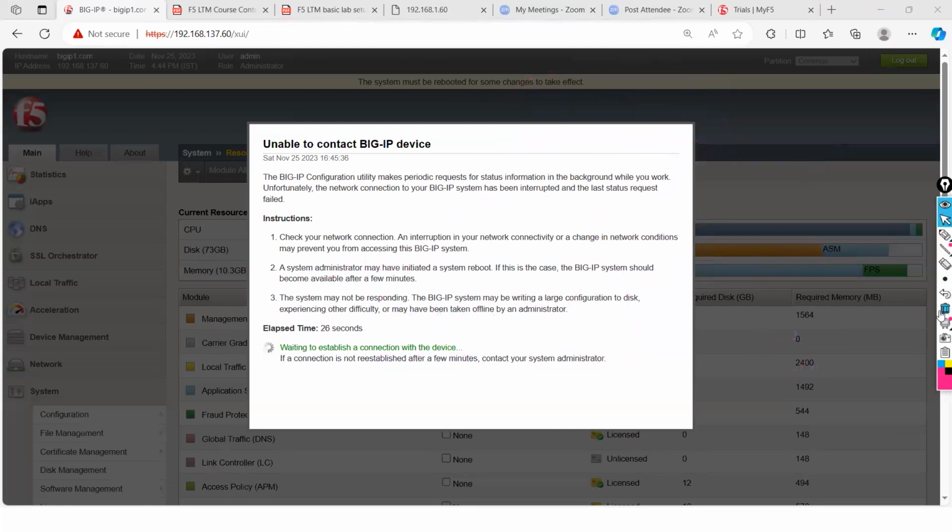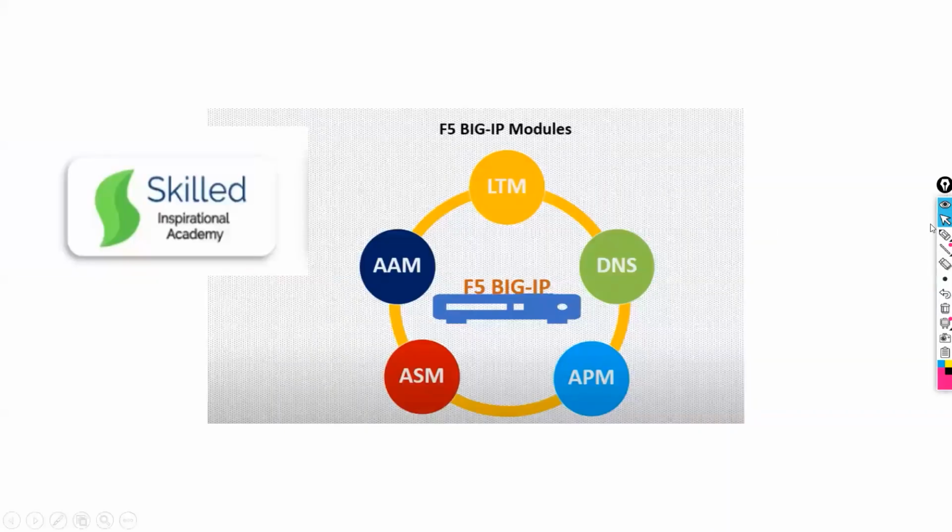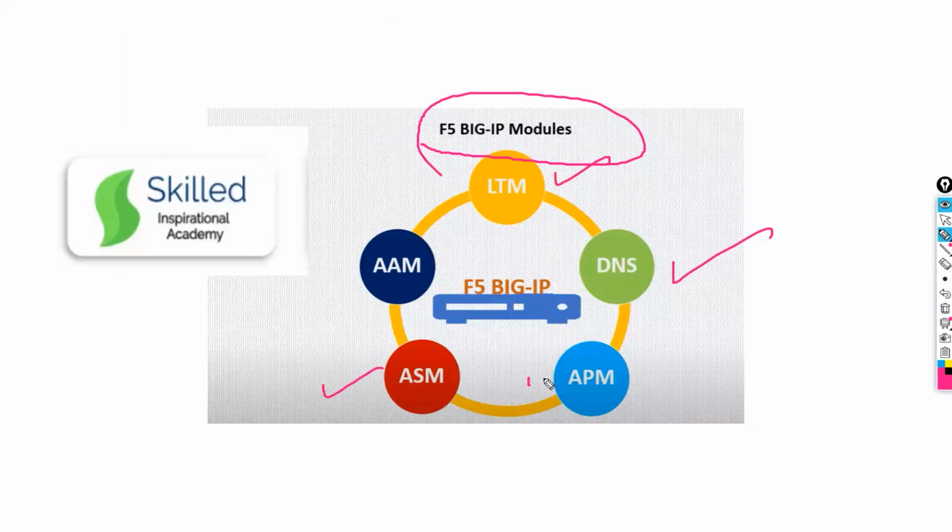And the topics. Now, let me just tell you a little about the concepts, how this is deployed in production. So this is how F5 BIG-IP modules come into the picture: LTM, DNS, ASM, APM.